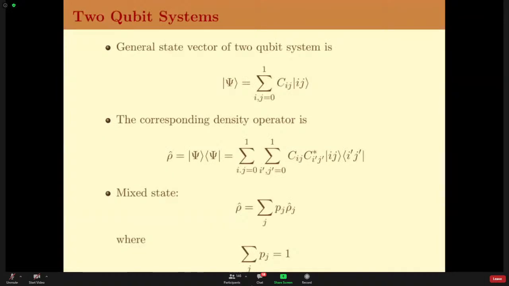First I will describe 2-qubit systems. The state of a 2-qubit system is represented by this ket vector, where i and j take values of zero and one, and the c_ij are probability amplitudes. The corresponding density operator is the outer product of the state vector. But in general, we use a density operator to describe a mixed state. A mixed state is a statistical mixture of pure states. In the expression of the mixed state given here, p_j is the probability of finding the system in the pure state rho_j, and these probabilities add to 1.